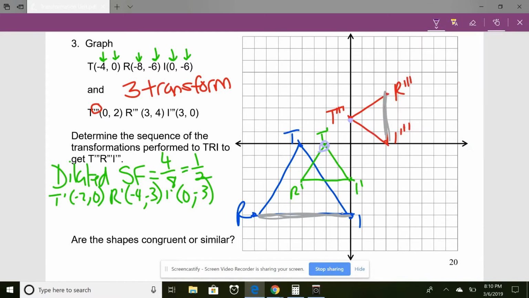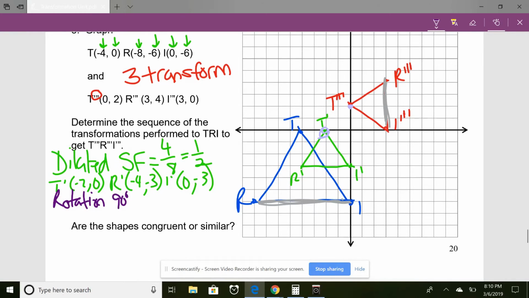So for the next one, it's going to be rotated 90 degrees clockwise. No, counterclockwise. So remember, when I rotate something, you switch the order of the x and the y. So my T double prime is going to be 0, 2. My R double prime is going to be 3, 4.